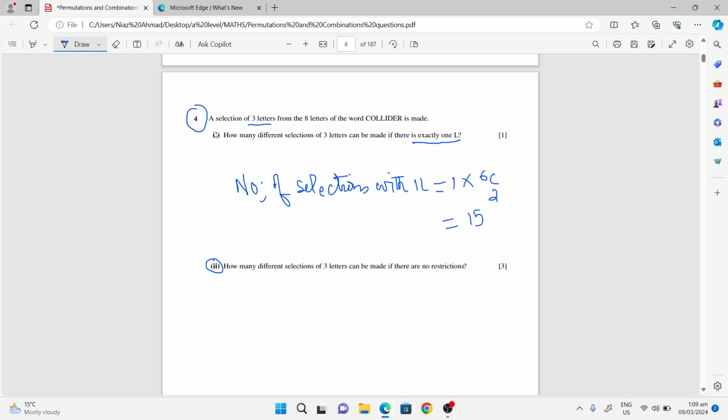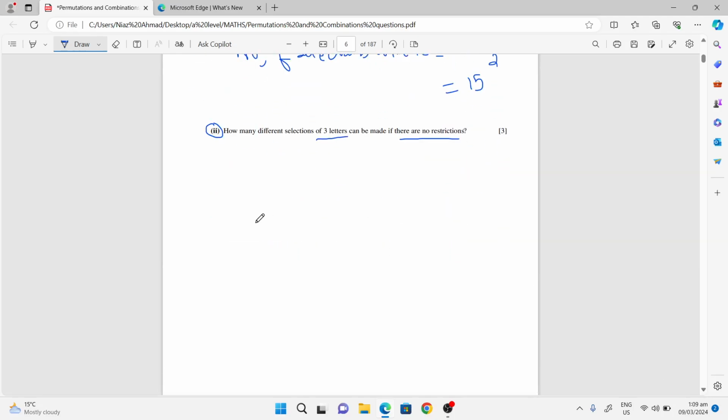How many different selections of three letters? There are no restrictions. When there are no restrictions, then you can make words like, look, the first, no L. If there is no restriction, then no L is selected. I'm not selecting any L. Select any three letters out of 6. So it would be 6C3. You cannot select any L. So no L is selected. 6C3, which is giving you 20.